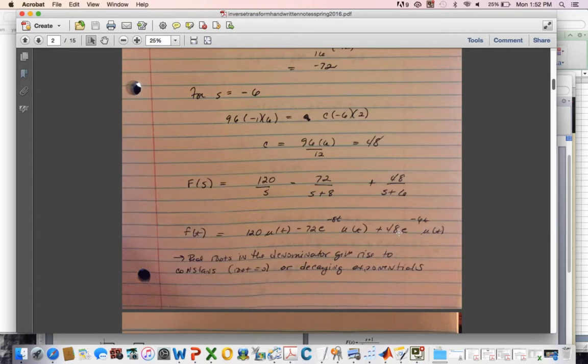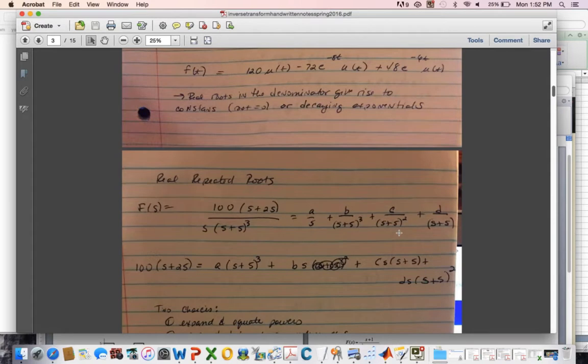And this is true for any order. So if we had a fifth order polynomial and all the roots were real, we would get 5 time constants. In the physical world, usually one of those dominates over the others. Usually the slowest one is the one that you're most concerned about. So that's what happens if you get real roots.